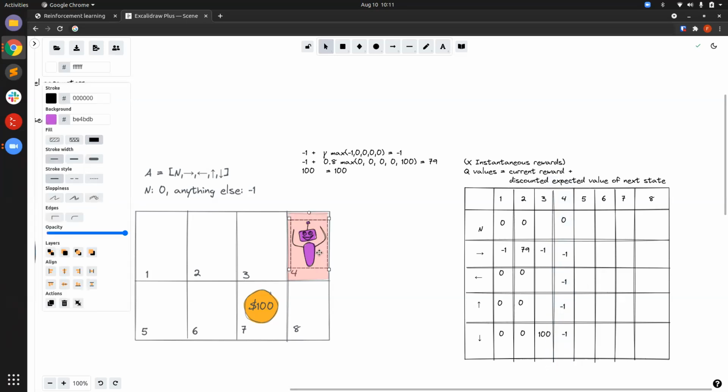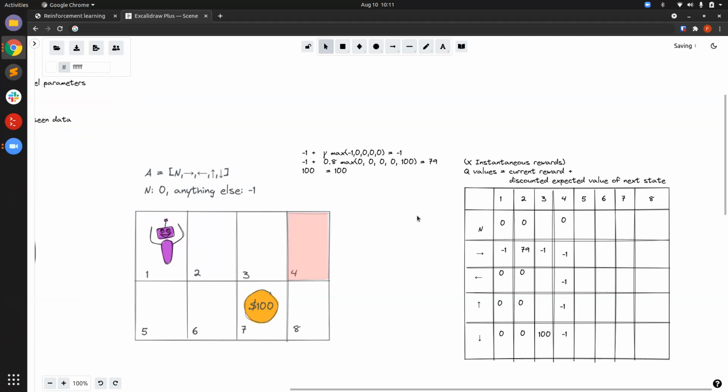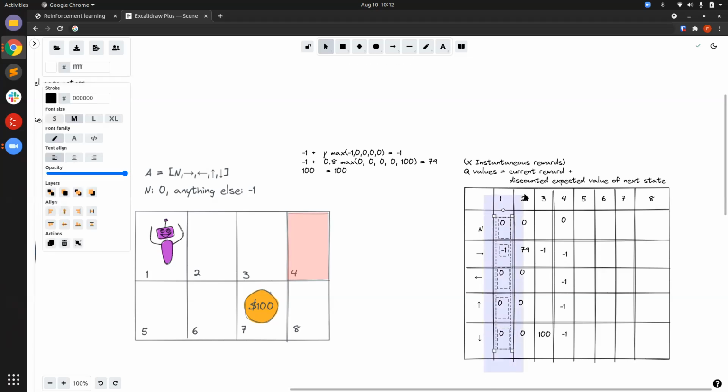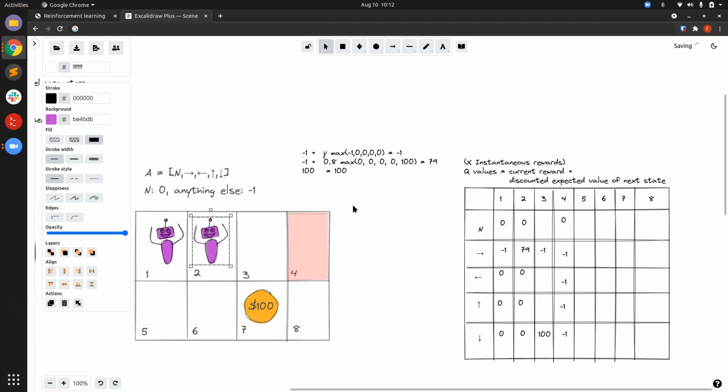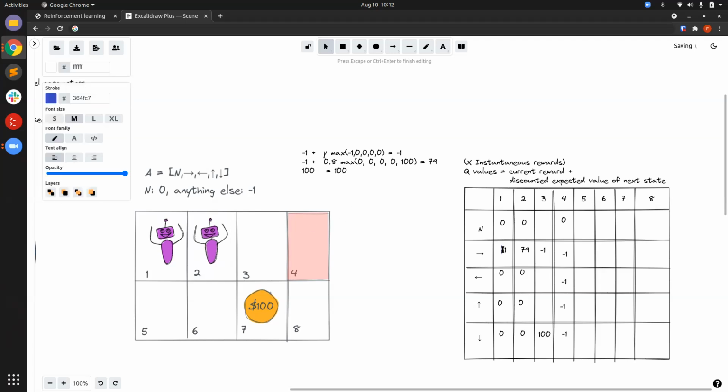Okay, let's go back to the beginning, play one more round. In state 1, I could take an optimal policy, which is do no-op or go left or go up and go down. But let's say my epsilon greedy policy tells me this time, guess what? You're going right. Okay. Let's update the Q value for going right in state 1. So my immediate reward for going right in state 1 is -1. And now I need to compute the max of the entire column 2 and discount that. So I have max of 0, 79, 0, 0, 0.